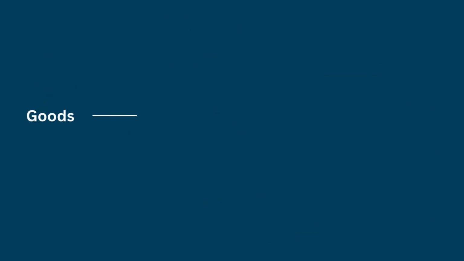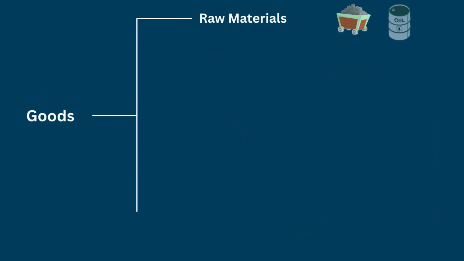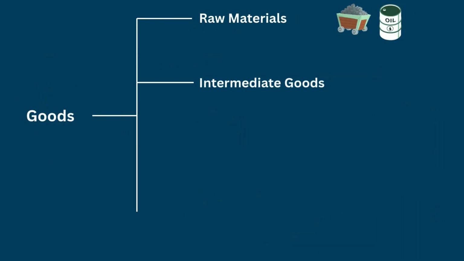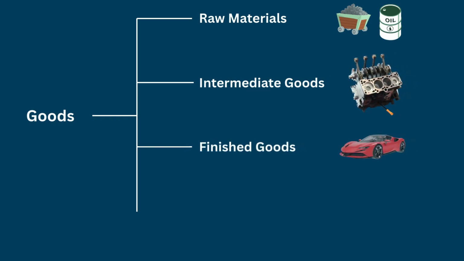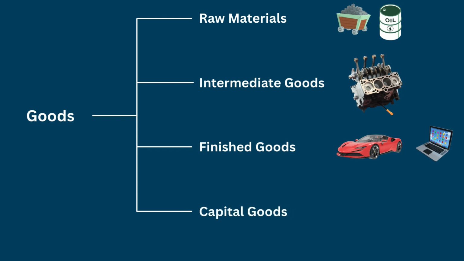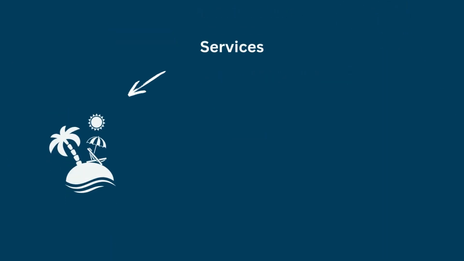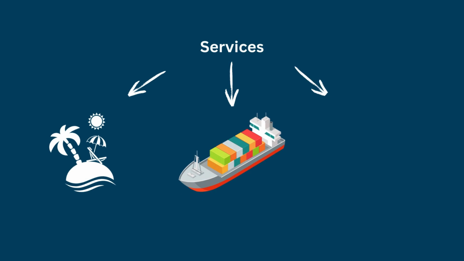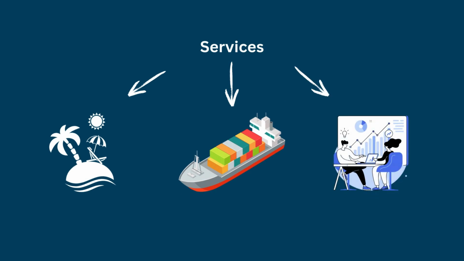Trade of goods can include raw materials like iron or crude oil, intermediate goods which are used in manufacturing of other goods like the engine of a car, finished goods like cars or laptops, or capital goods like machines. The services trade includes delivery of services like tourism, transportation services, or service fees for business consultancy.